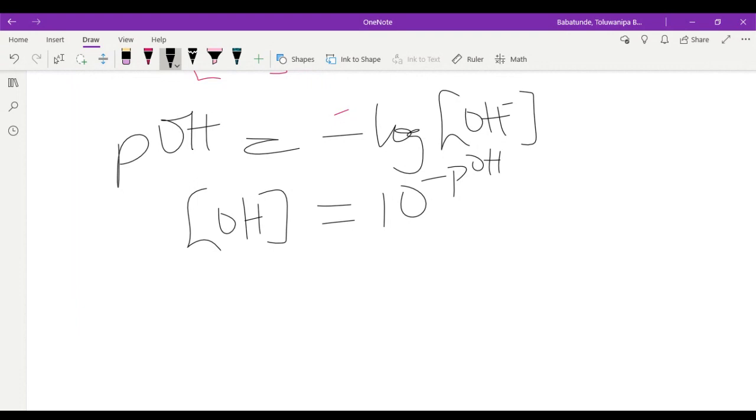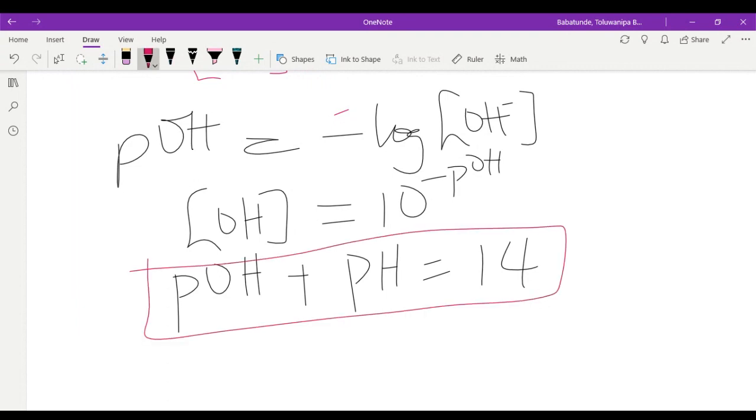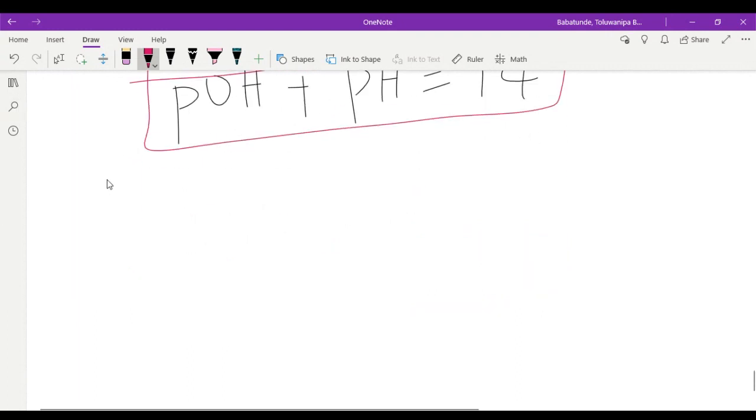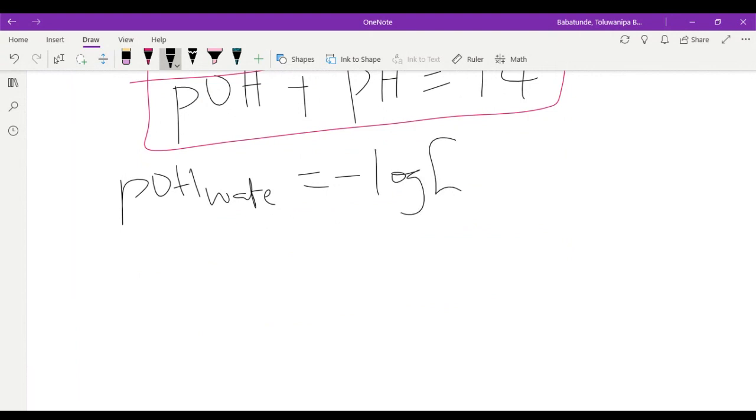However, you can still find the pH using the pOH. We say that pOH plus pH is equal to 14. This is how you solve that. All right. For the pOH of water, it is still the negative log of 10 to negative 7, and it's still going to give you 7.